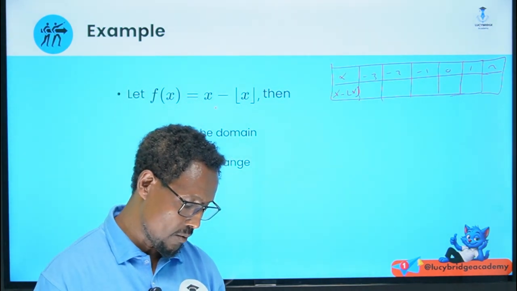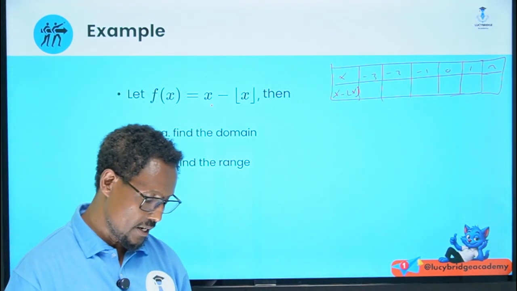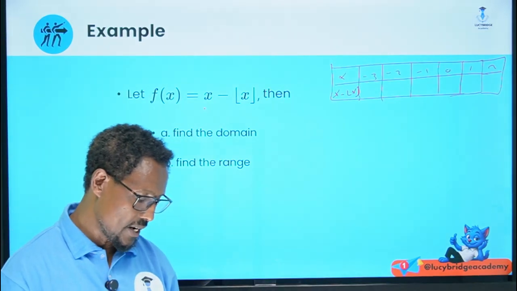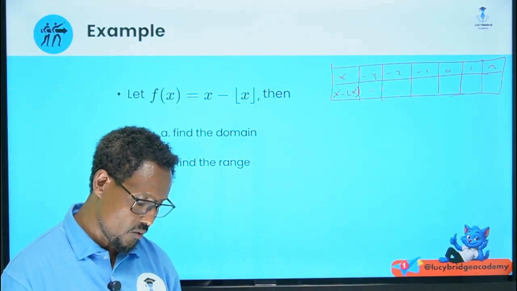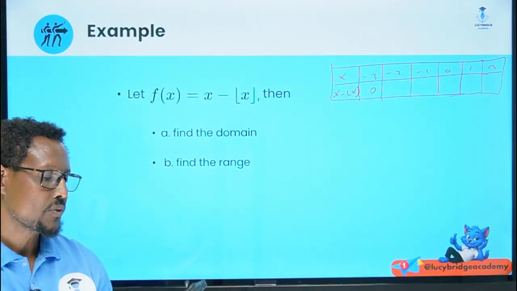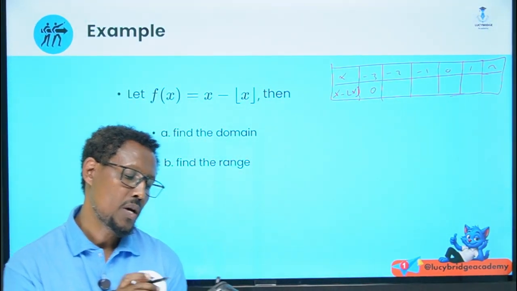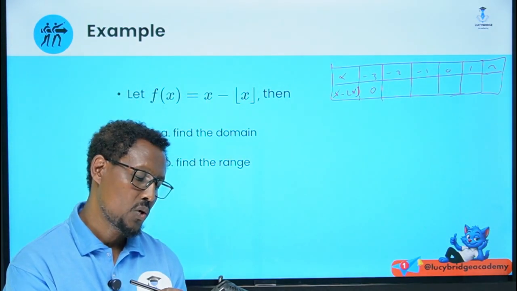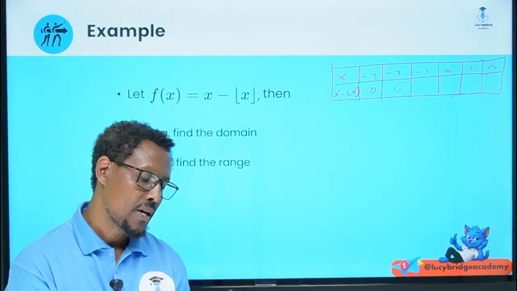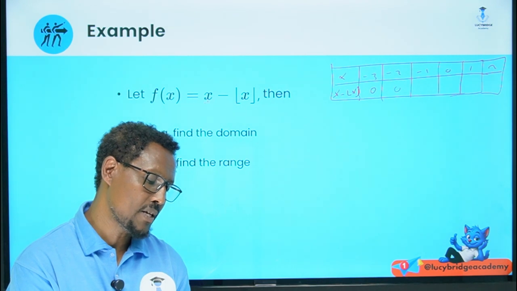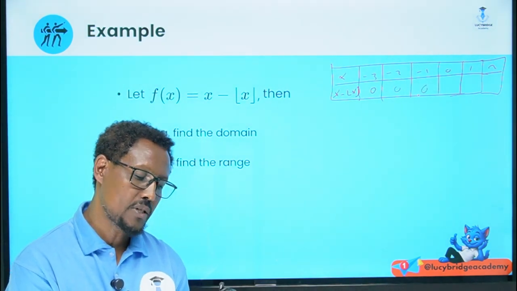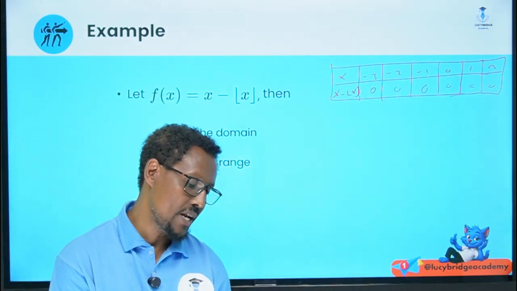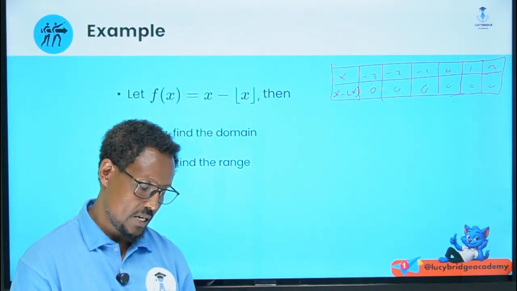Now when x is minus 3, what happens? Minus 3, what is floor of minus 3? Floor of minus 3 is minus 3, minus 3 plus 3, 0. Here minus 2, floor of minus 2 is minus 2, minus 2 plus 2, which is 0, yes. Okay, minus 1 plus 1, 0, 0, 0, 0. But what happens when x is between minus 2 and minus 1 and 0?